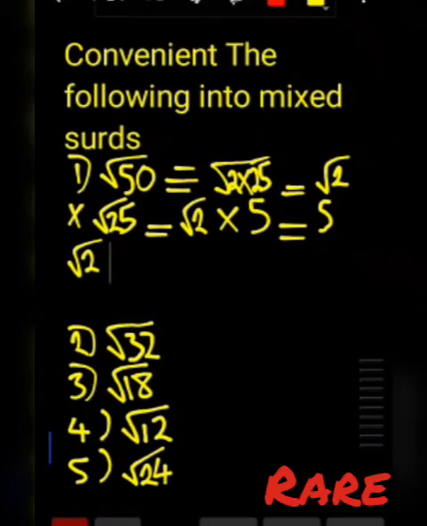So this is how you can do it when you are told to convert the following into mixed surds. Sometimes you need even to use common sense. They might not ask you directly to convert them into mixed surds. They might just give you the root of 50. Then you should try to think: simplify the thing.